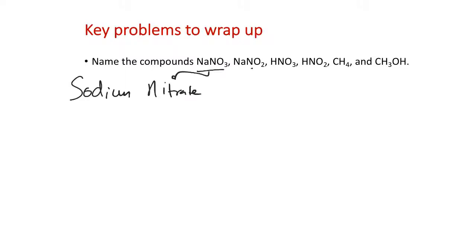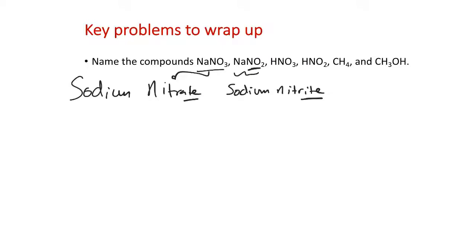The second one is a different compound, so we can't call this sodium nitrate as well. I think we can agree that NaNO2 should have a different name than NaNO3. If NaNO3 is nitrate, we lose an oxygen. The systematic name here ends up being sodium nitrite.